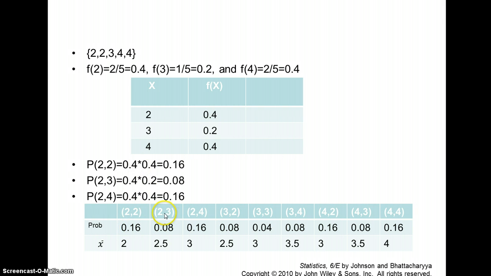So 2, 3. What's the chance of getting 2, 3? What's the chance of getting a 2? 0.4. What's the chance of getting a 3? 0.2. So I do 0.4 times 0.2. That's 0.08. I write that down here. And then do next 1, 2, 4. What's the chance of getting a 2, which is 0.4 from the table? What's the chance of getting a 4? It's 0.4 from the table. So we multiply then get 0.16.